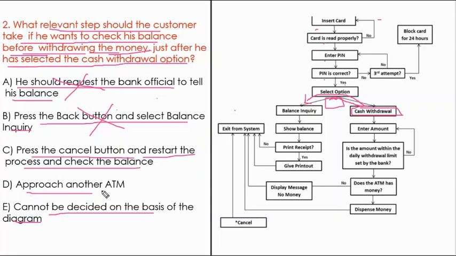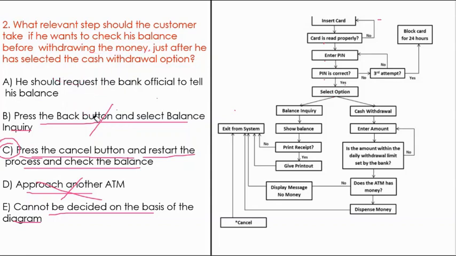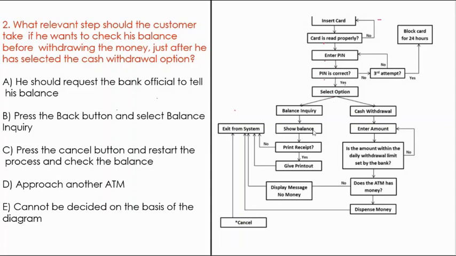Now, approach another ATM. No, this is illogical, so it can be removed. But if you see option C, press the cancel button and restart the process and check the balance, because the cancel button is present here. So you can directly press cancel and restart the process from the beginning. This is how you can change the method from cash withdrawal to balance inquiry. See how you need to logically interpret here. All the other options may seem correct, yes, true, but logically they cannot be suited in this flowchart. So according to the flowchart only, you need to answer.